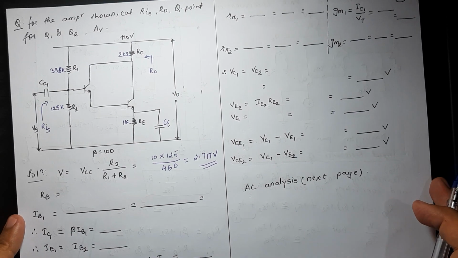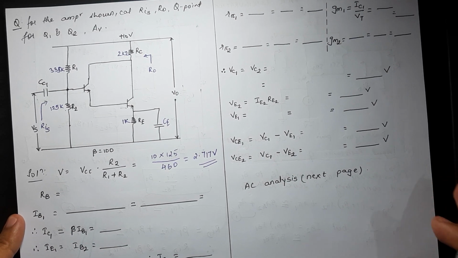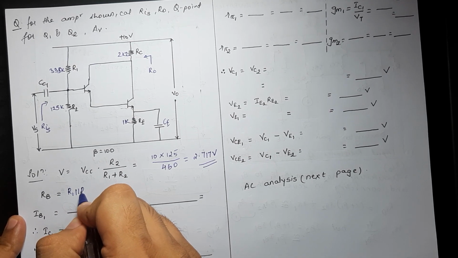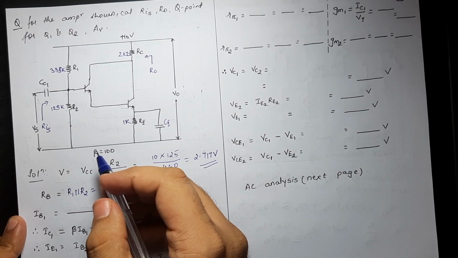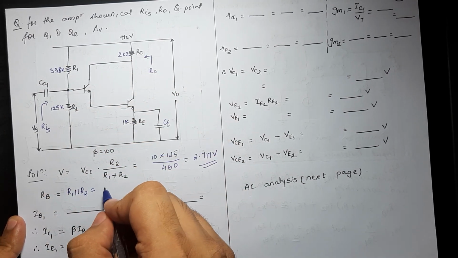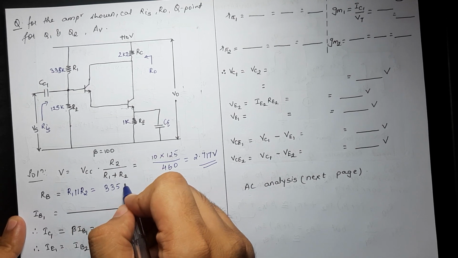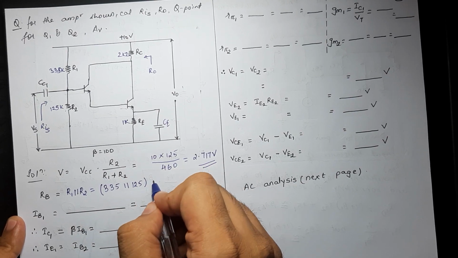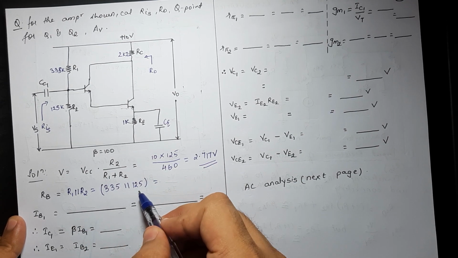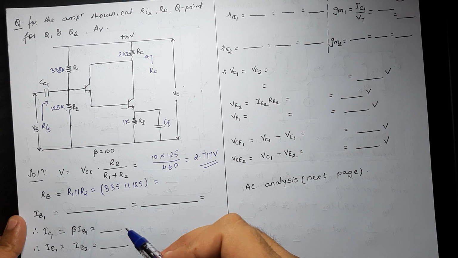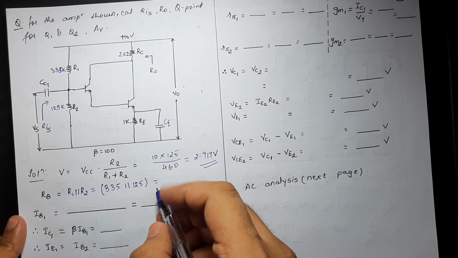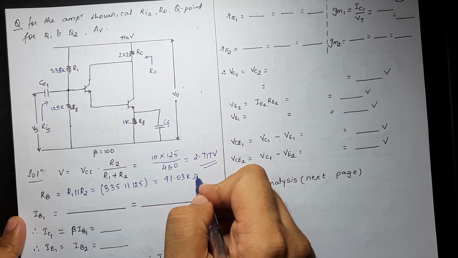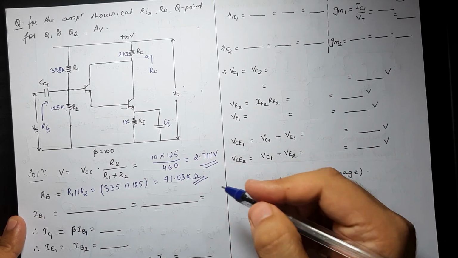Now, the value of RB is given as R1 parallel R2. If I look into the circuit diagram, it is nothing but 335 parallel 125. If you want to do it in a calculator directly in one step, it is nothing but 335 inverse plus 125 inverse, the entire answer inverse. So the result is somewhere nearby 91.03 kilo ohms. That is what I have received. Please do verify your values with me.